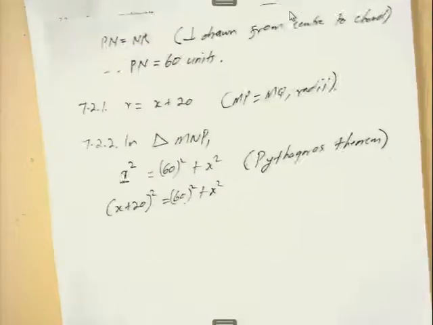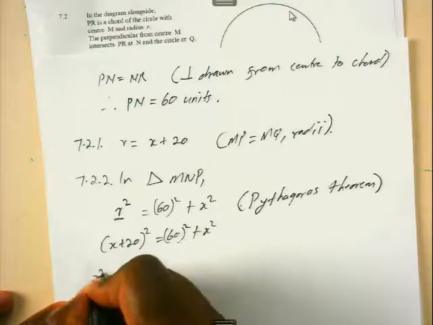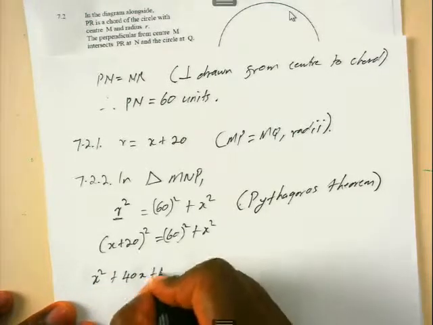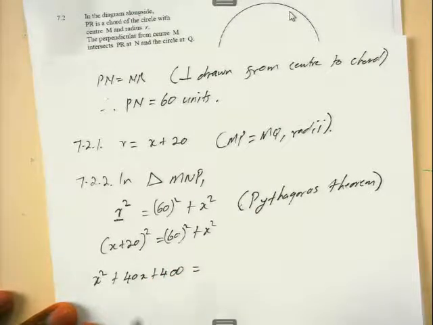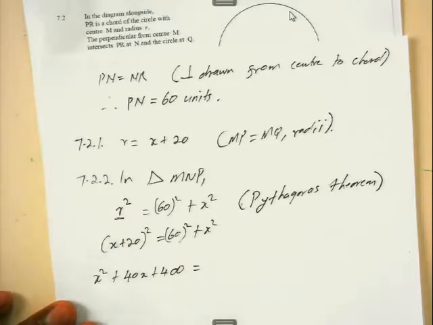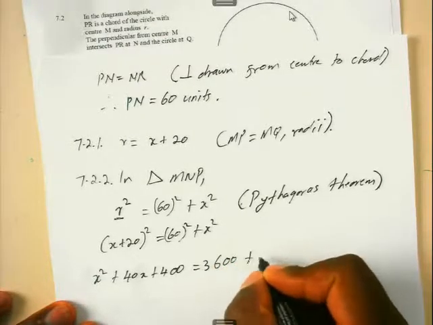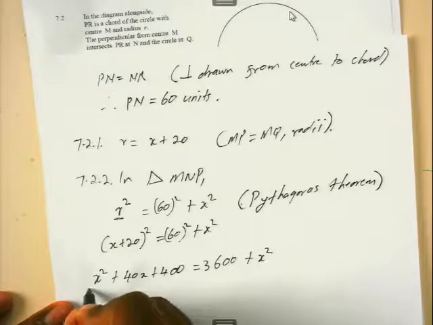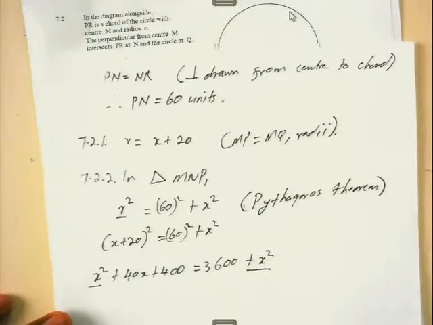Now let's apply algebra to solve this one. If you expand here, you've got X squared, 40X, and you square 20, which gives you 400. You square 60, which gives you 3,600, plus X squared. Now let's group the like terms. X squared on the other side cancels off; X squared eliminates X squared.